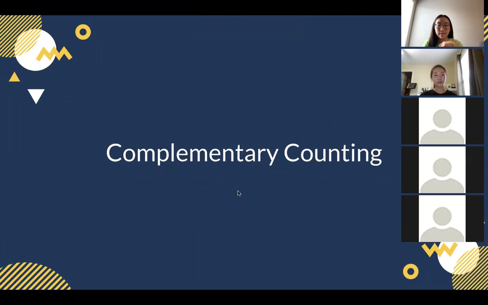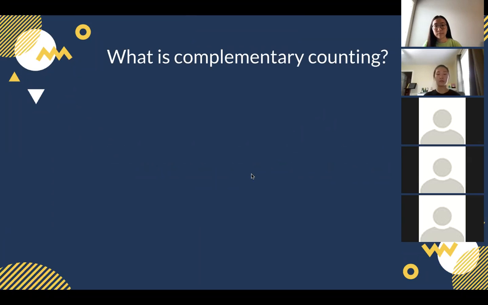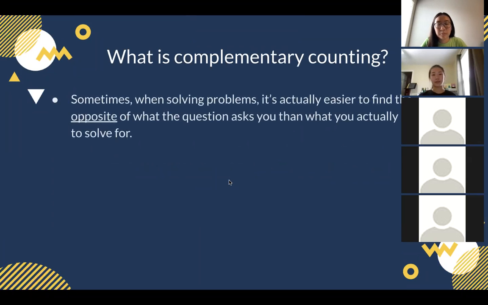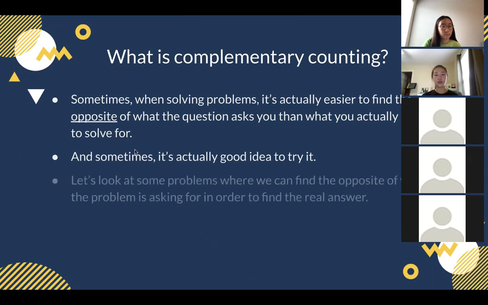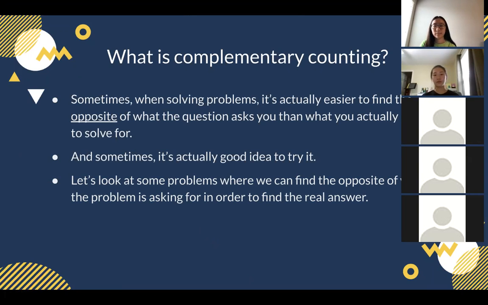And so next we're going to cover complementary counting. Complementary counting is basically when you're solving problems, sometimes it's actually easier to find the opposite of what the question is asking for. We're going to look at it a little more in detail with an example, but you can just find the opposite of what the question is asking for, and then subtract it from the whole to find the actual answer.